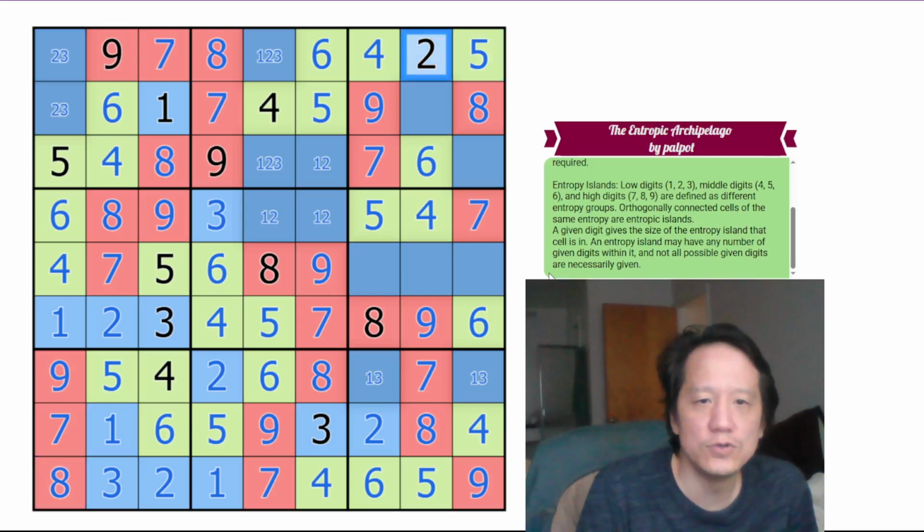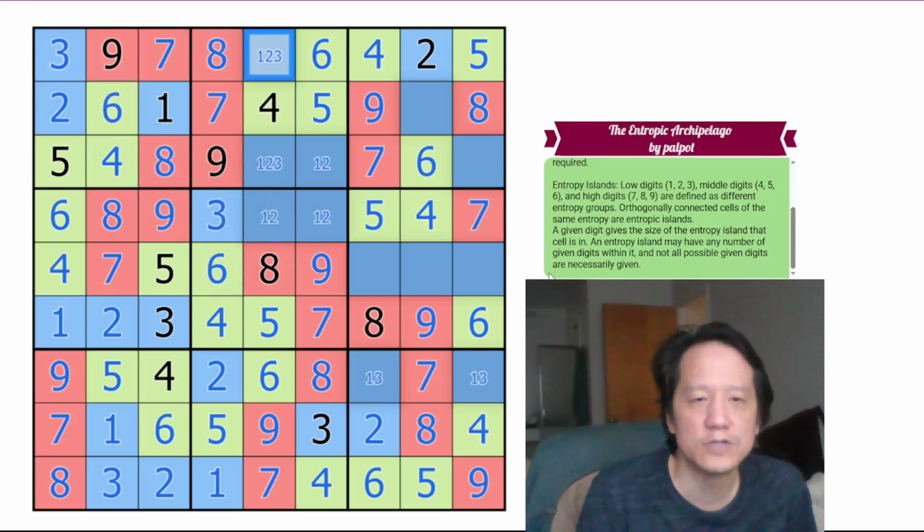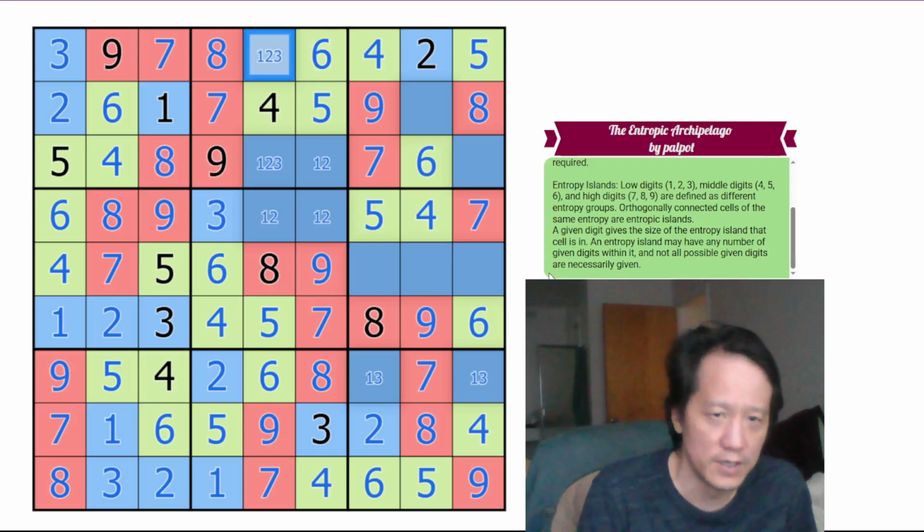This 2 matches the 2 size island. So the 2 eliminates 2 here, so it's 3 and 2. The 3, that's 3 in the corner. We celebrate because we know we're getting close to solving it. This can't be 2 or 3. So this is 1, which makes this 2.